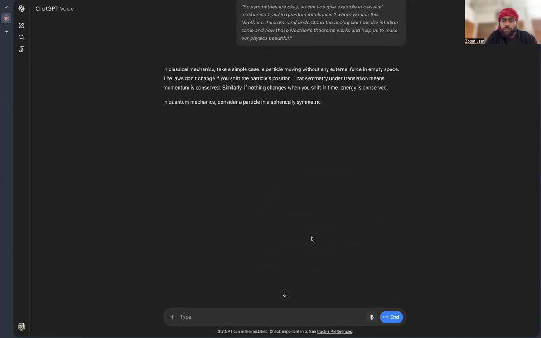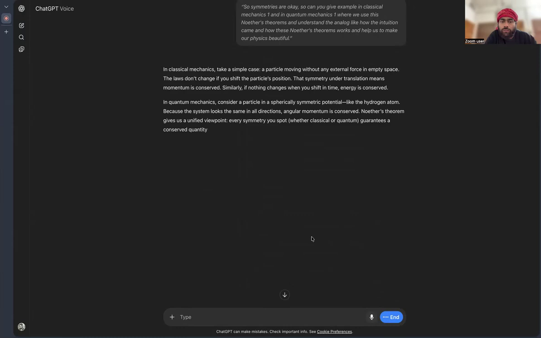In quantum mechanics, consider a particle in a spherically symmetric potential, like the hydrogen atom. Because the system looks the same in all directions, angular momentum is conserved. Noether's theorem gives us a unified viewpoint. Every symmetry you spot, whether classical or quantum, guarantees a conserved quantity. It makes physics beautiful because it reveals deep hidden order. Symmetry is like nature's signature, and Noether's theorem helps us read it.